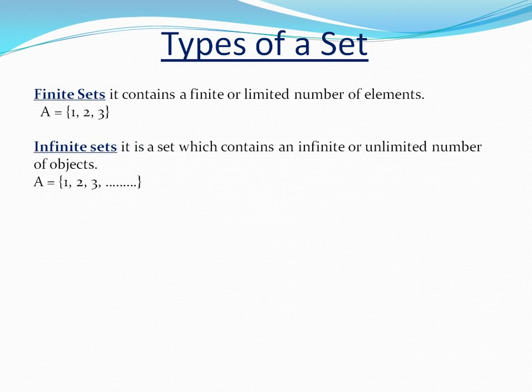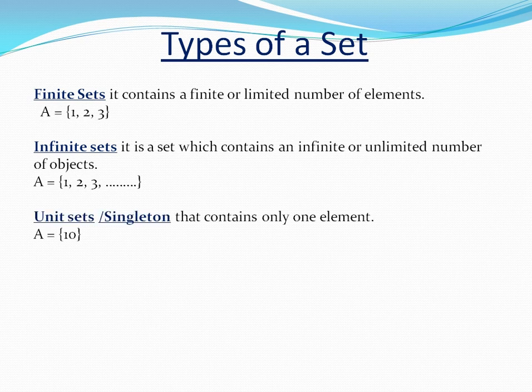Infinite set: it is a set which contains an infinite or unlimited number of objects. We can't count it. The value of set A is 1, 2, 3, 4, 5, 6, 7, 8, 9, 10, and so on. So it is infinite. Unit set, or a singleton set, contains only one element. A is equal to {10}.